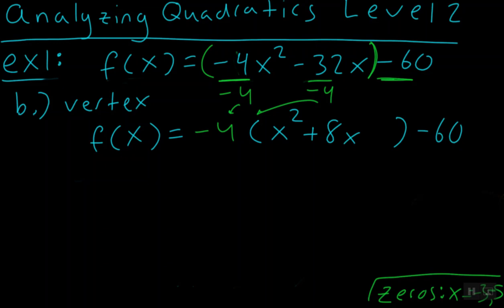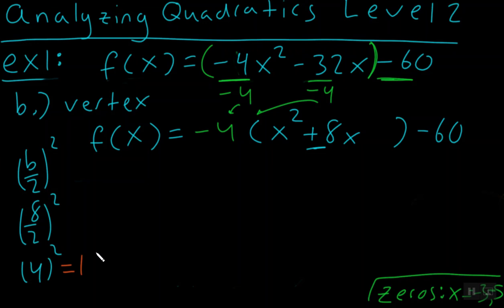Well, here I know that my b term is this positive 8. So when we use our b over 2 squared formula, I can do 8 over 2 squared, and 8 divided by 2 is 4 squared. Well, what is 4 squared? Let's use a different color here and say that 4 squared is actually 16. And so I can put plus 16.